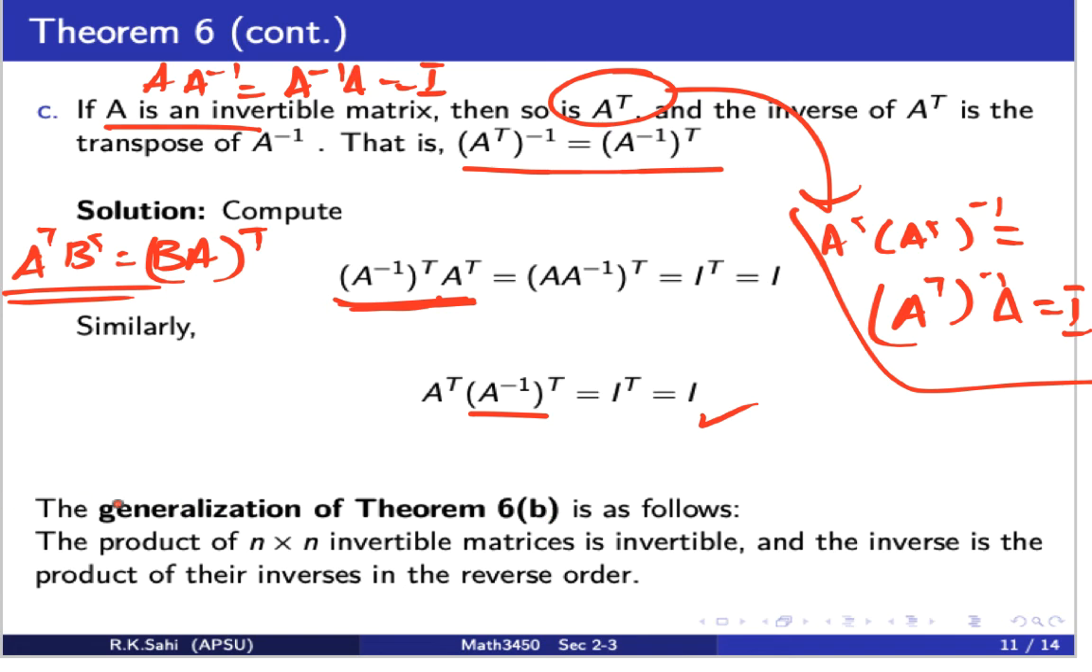And as I said earlier, the generalization of theorem 6b means if I have a product of n by n invertible matrices, a finite number of them, the product will always be invertible. And the inverse of the product is nothing but the inverses in the reverse order.